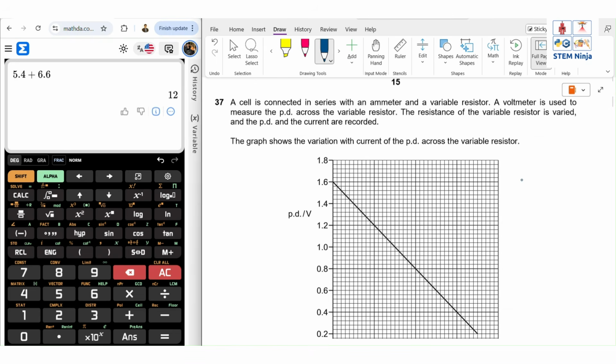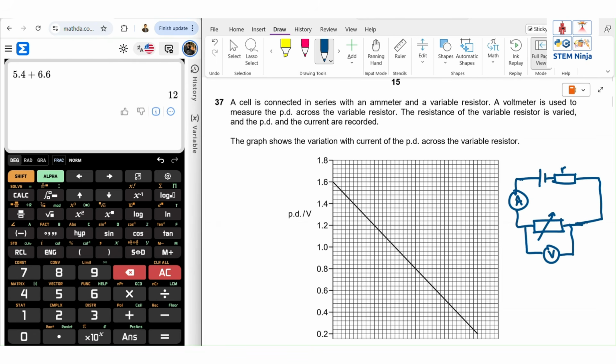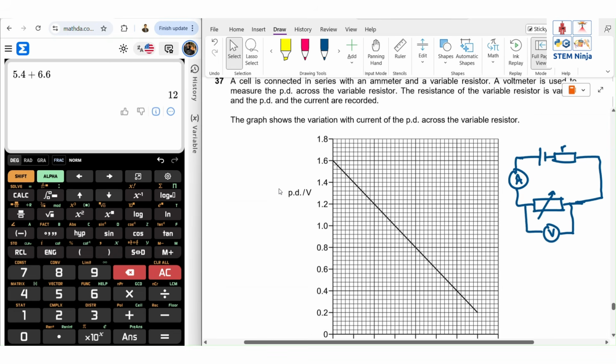Okay, hold on. So we have a cell with internal resistance small r. We have an ammeter. We have a variable resistor, which would be like this. And a voltmeter is used to measure the potential difference across the variable resistor. Now, what is the internal resistance of the cell?